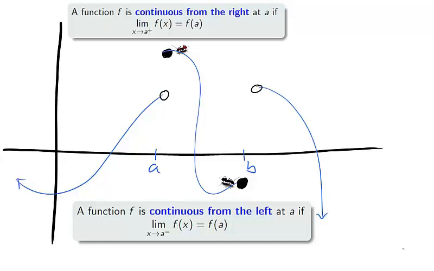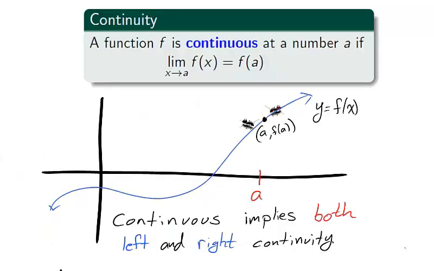An intermediate step towards continuity is one-sided continuity. If the actual value equals the left-hand limit, the function is continuous from the left, and if the actual value equals the right-hand limit, the function is continuous from the right. In this graph, the function is continuous from the right at x equals a, but is not continuous from the right at x equals b. The function is continuous from the left at x equals b, but is not continuous from the left at x equals a.